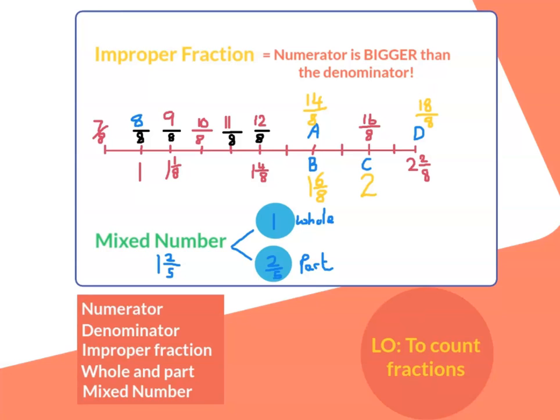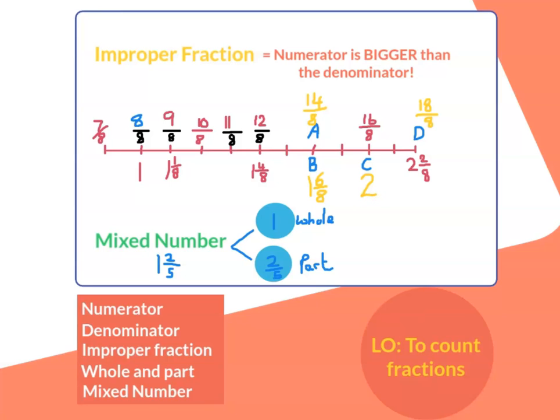Underneath, we've got them recorded as mixed numbers. So 14 eighths can be written as a mixed number because it's 1 whole, which is 8, and 6 left over. 6 eighths is the part. 1 and 6 eighths. 16 over 8. Well, the numerator is double the denominator. 8 goes into 16 2 times. No remainders, so there's no part. It's a whole number, 2.